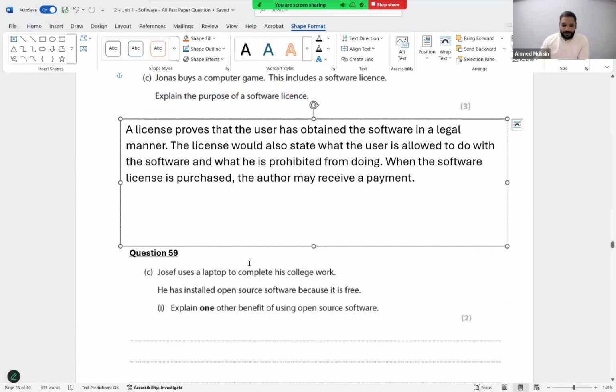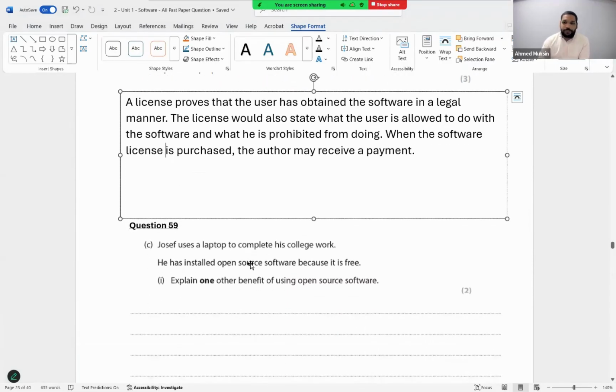Come on, guys, let's do one more. Joseph uses a laptop to complete his college work. He has installed open source software because it is financially free. You don't have to pay anything for it. Explain one other benefit. First, give me the benefit, then we'll explain it. We already said it is free.